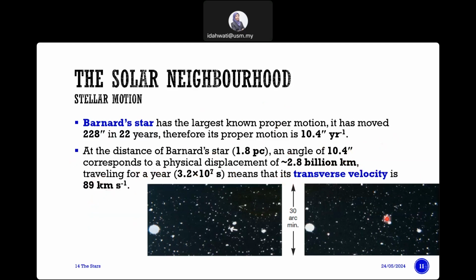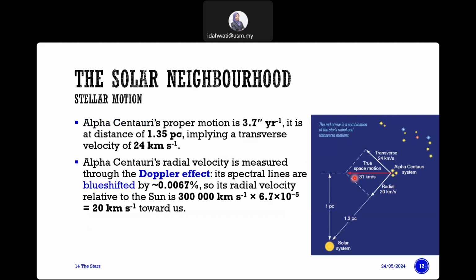So this Barnard's star has a substantial proper motion as a result of its close proximity to the Earth, and its high velocity relative to our Sun. Okay, so now is the Alpha Centauri. And the radial velocity is measured through a Doppler shift, the Doppler effect.